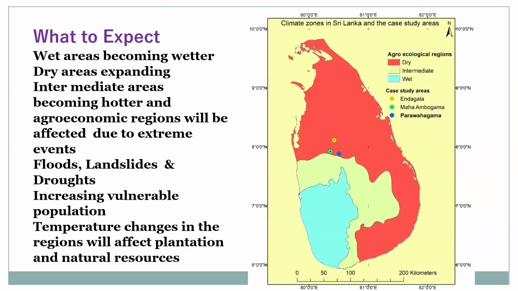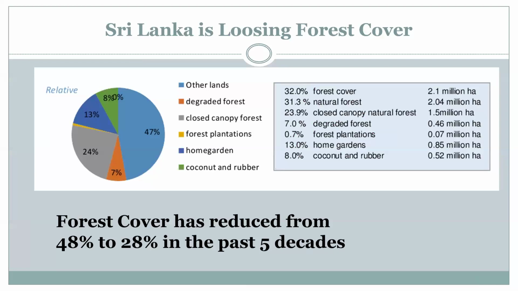Now, these are the challenges that we face. What to expect? I think you can go through. This is the climate zones in Sri Lanka. There are 3 key climate zones: wet, intermediate, and dry. Sri Lanka has lost forest cover from 48% to 28% in the past 50 years.